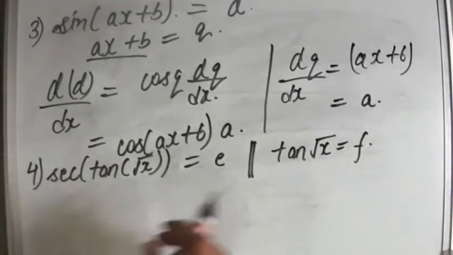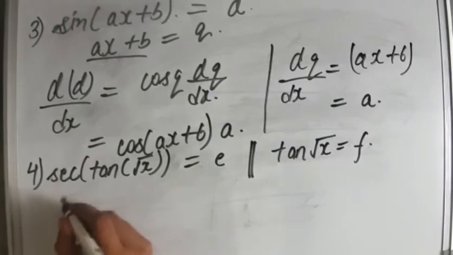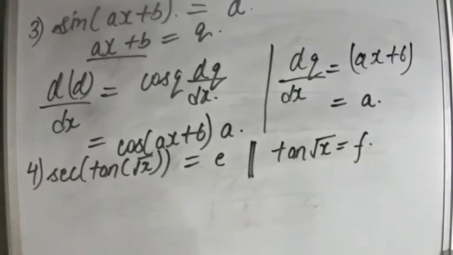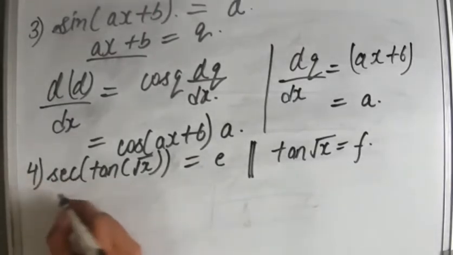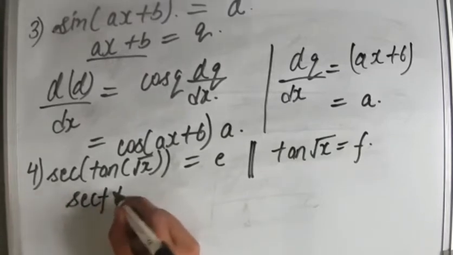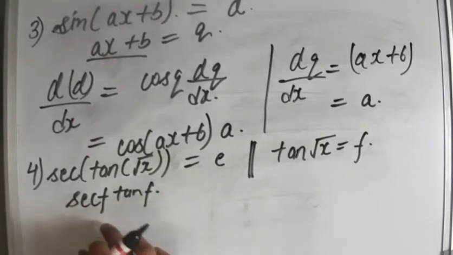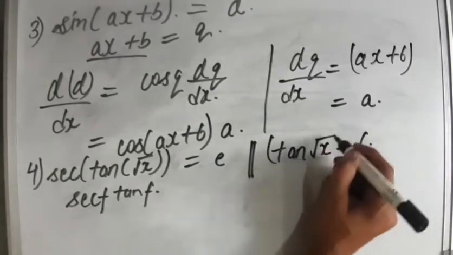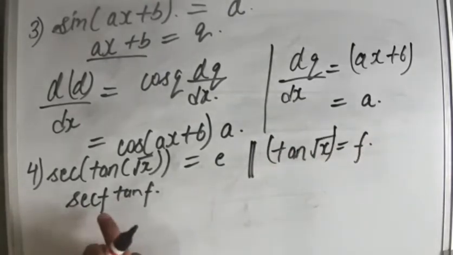Now let us differentiate these. Secant tangent root x, we need to differentiate it. So what is the differentiation of secant x basically? Think about it. The differentiation of secant x is tangent x secant x. First of all, differentiate secant. We have secant f tangent f. Do you know why I have taken f here? Because we have assumed tangent root x as f, and we need not think about it when differentiating secant. Secant f tangent f.